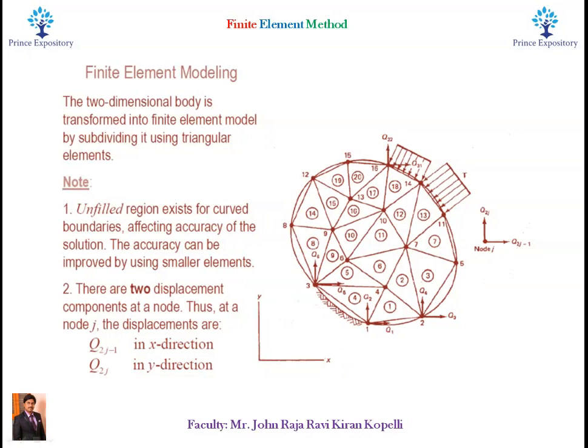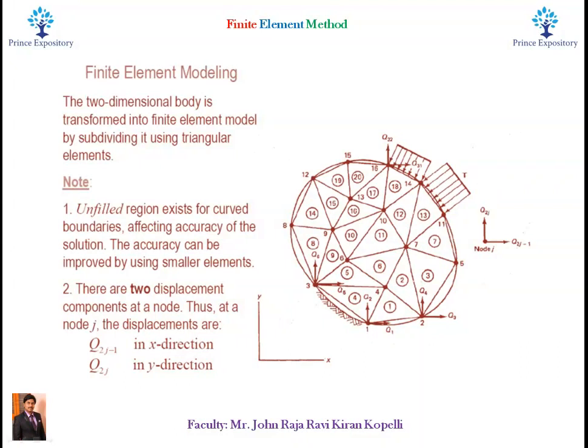There are two displacement components at a node. Thus at node j, the displacements are q2j minus 1 in x direction and q2j in y direction. In the two-dimensional problem discussed here, each node is permitted to displace in the two directions x and y. Thus, each node has 2 degrees of freedom.